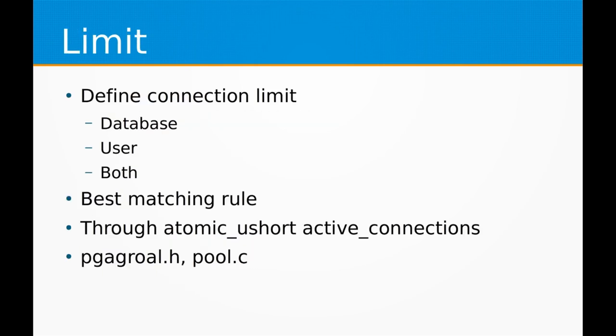But having a connection pool isn't enough, as we may need to limit the number of connections available to a specific user or database. A limit rule will define a user, a database, or both, and the number of available connections for the rule. The pool will choose the best matching rule and allocate a connection based on that criteria. The number of active connections is maintained with an atomic unsigned short. This allows us to split the overall pool size into smaller subpools and better control resources used for users and databases.